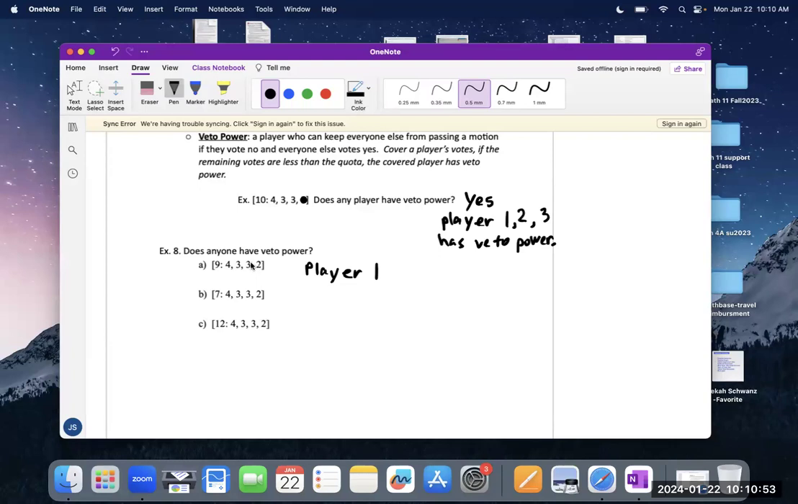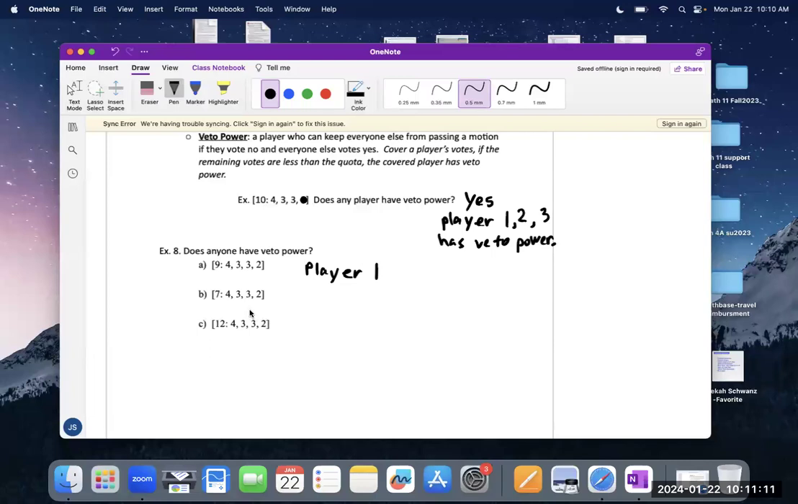So we don't really have to check the rest. But if you wanted, you could. You could say, okay, if we take away 2, would they have at least 9 points? So it'd be 3 plus 3 is 6, plus 4 is 10. So they definitely would have enough points to pass. So okay, that's just a shortcut.